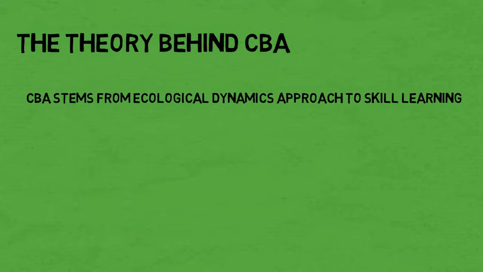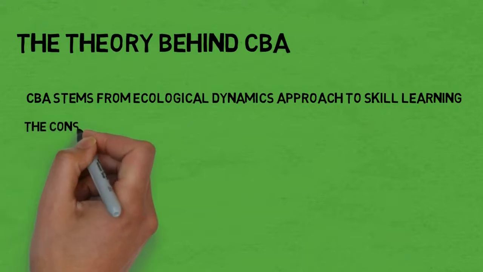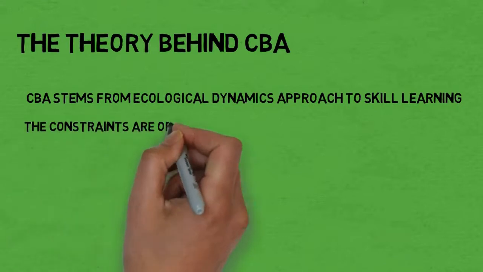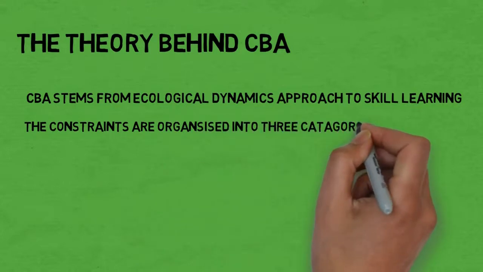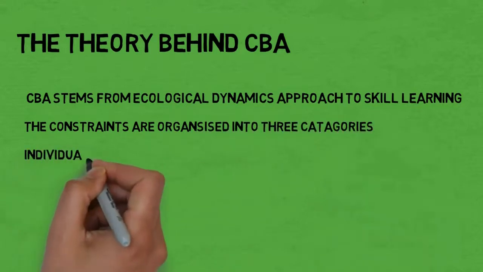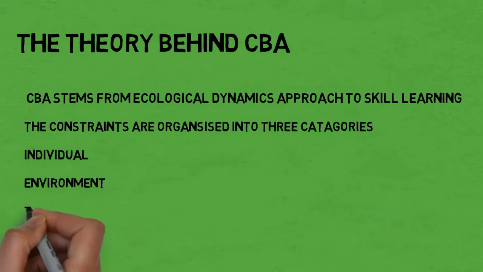The constraints are organized into three categories: individual, environment, and task. Individual constraints are those that are inherent to that person or group, such as experience, cognitive ability, passing ability, agility, speed. These are all examples of individual constraints.